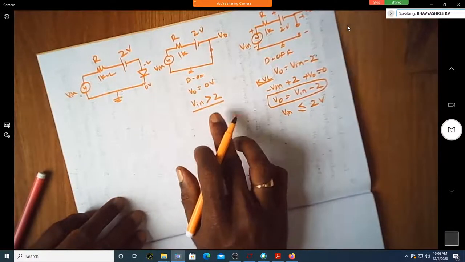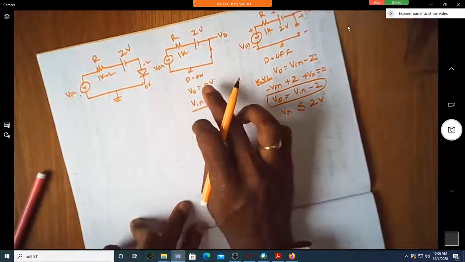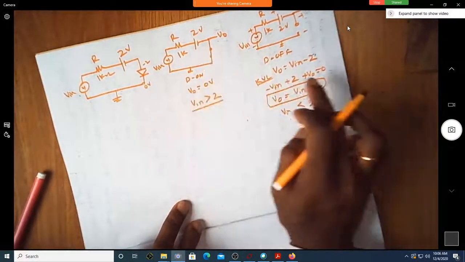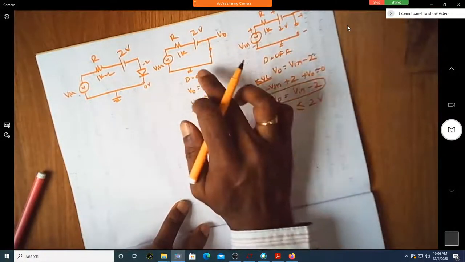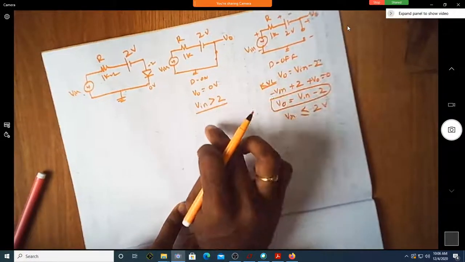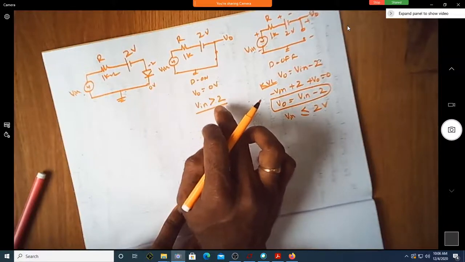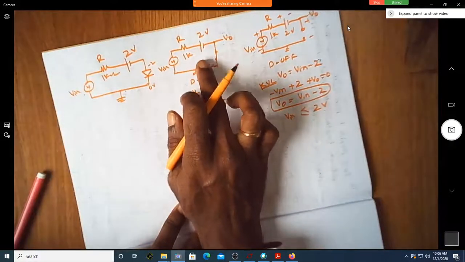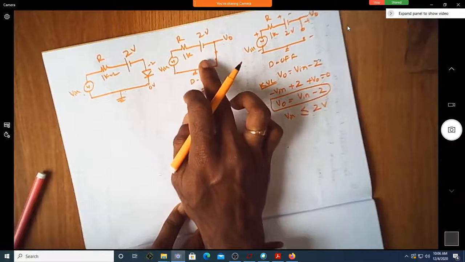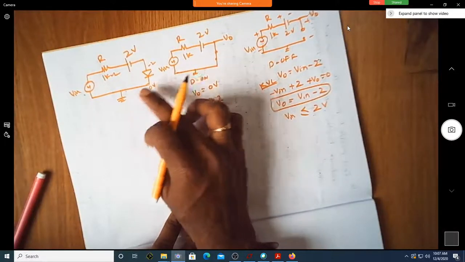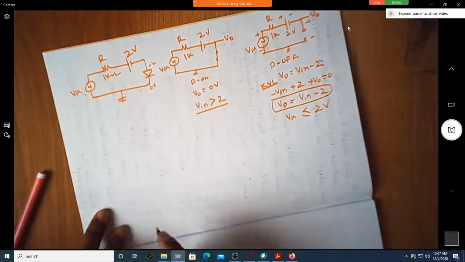This is also important because most of you could write only the output voltage over here and here, which is very easy to write. But you have to also write when this situation will occur. So this circuit will look like this when the input voltage is more than 2 volts.